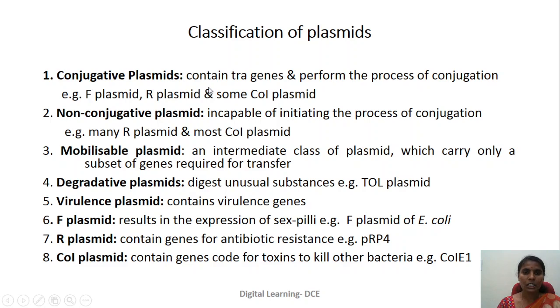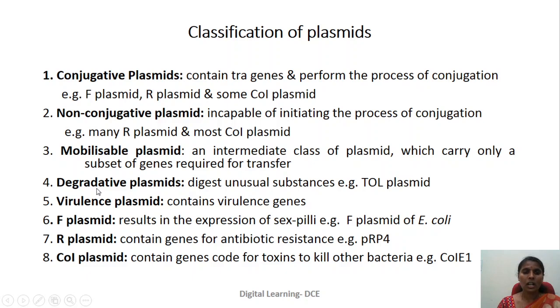Conjugative plasmids are the plasmids which contain the tra gene and they perform the process of conjugation. They are involved in the process of conjugation where the exchange of genetic material takes place between the donor and the recipient cell. F plasmid and R plasmid and also some col plasmids are examples of such plasmids. Non-conjugative plasmids are the plasmids which are incapable of initiating the process of conjugation. Example: R plasmid and most col plasmids. Mobilized plasmids are an intermediate class of plasmid which carry only a subset of genes required for transfer.